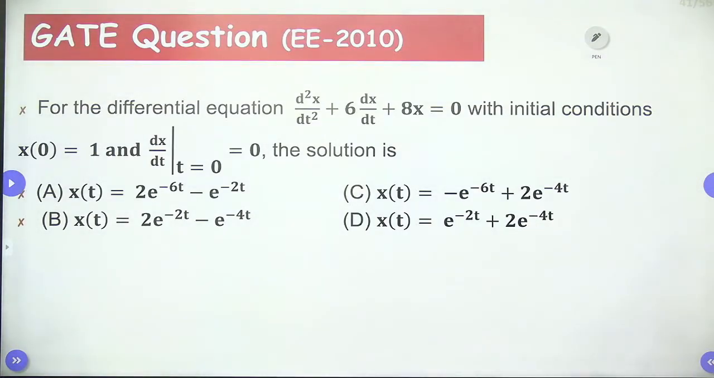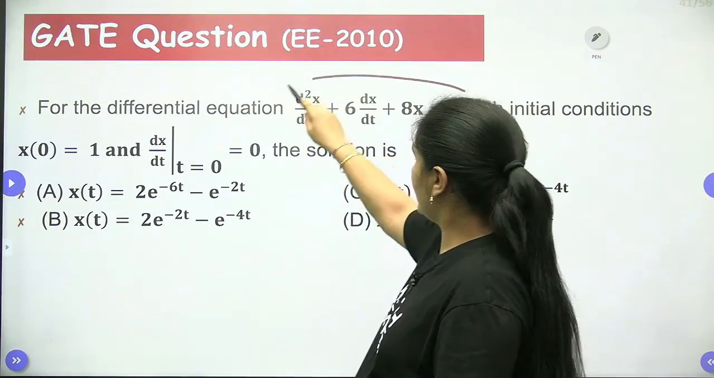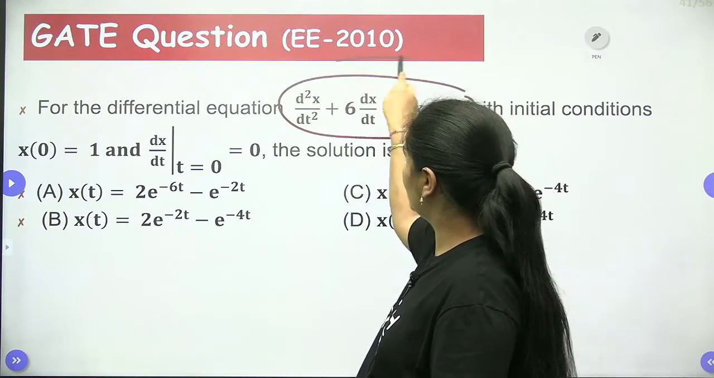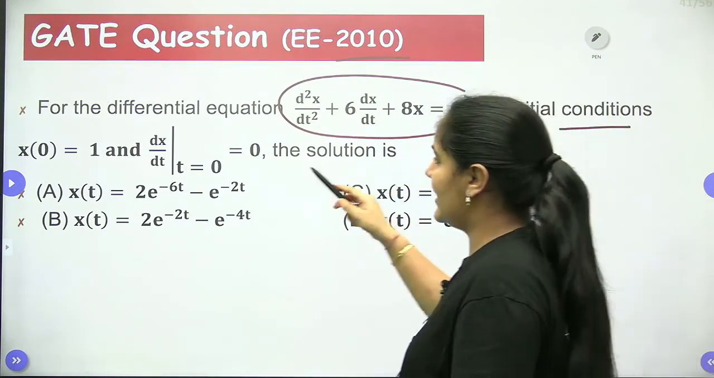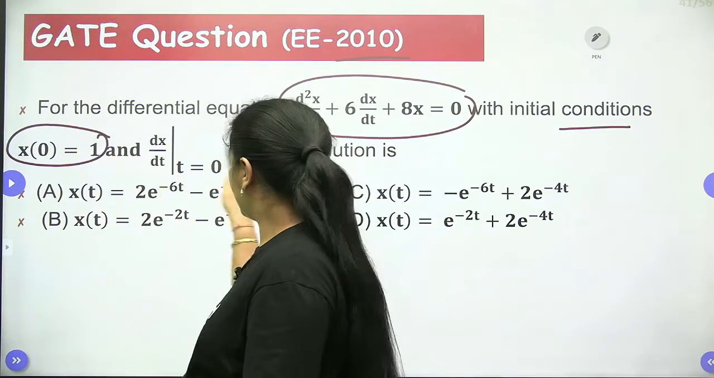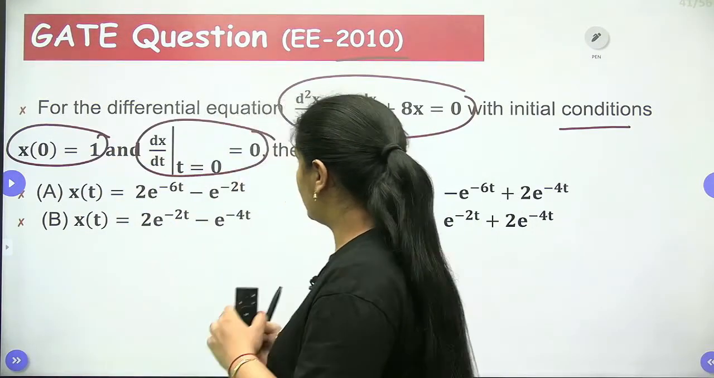Okay, let's discuss one more question. Yes, we do have one. Here we have an equation, which was asked in the 2010 examination. We have an equation with the initial conditions x0 equals 1 and dx by dt at t equals 0 is equal to 0.